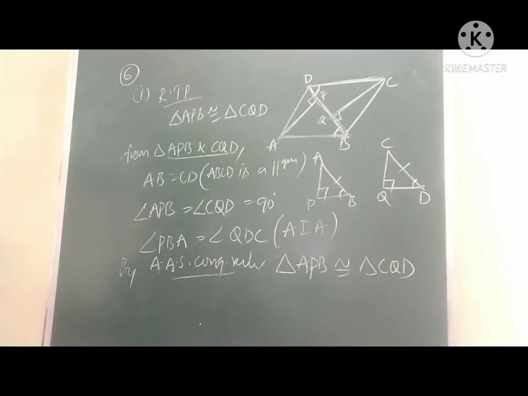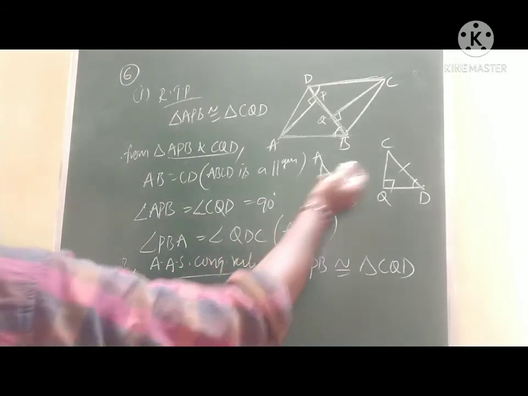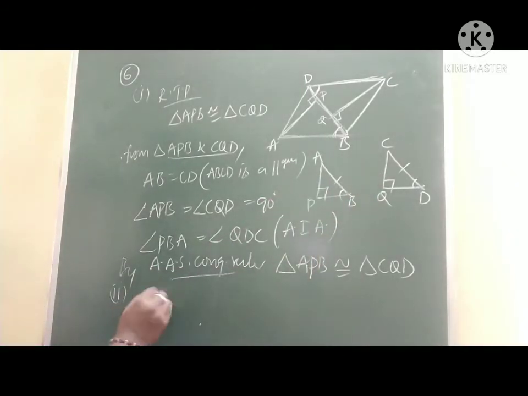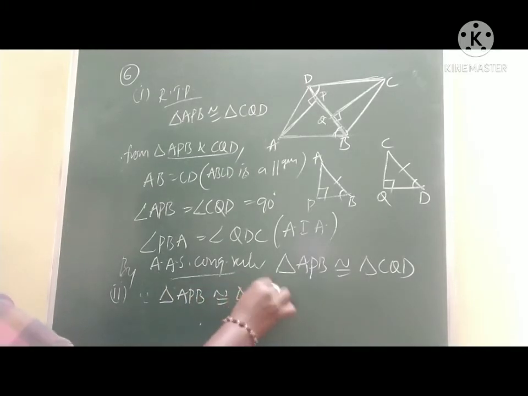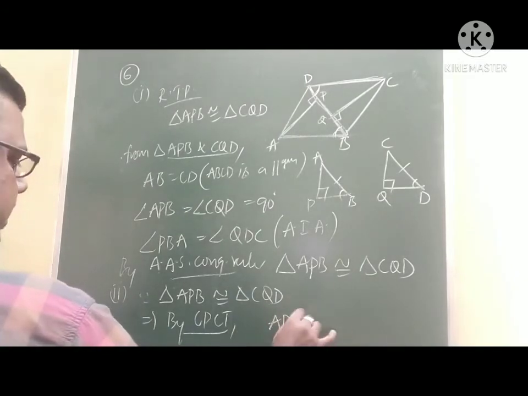Now let's move on to the second one. The second one is very easy. They are asking to prove AP is equal to CQ. Since we have already proved that triangle APB is congruent to triangle CQD, it implies by CPCT, corresponding parts of congruent triangles, that AP is equal to CQ.